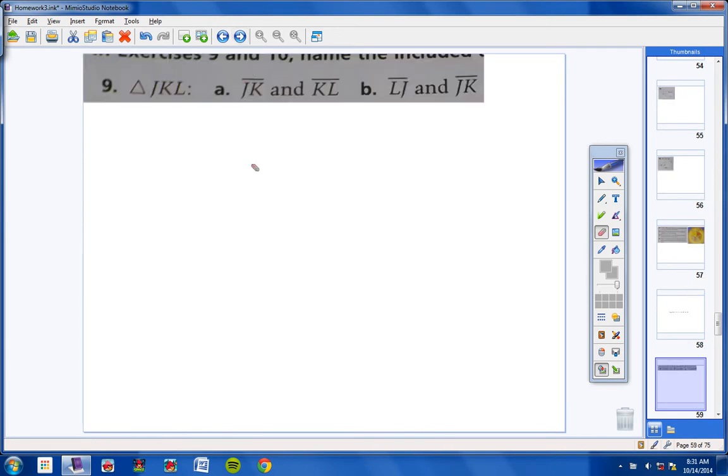Okay, number 9. The directions say to name the included angle of the triangle. Very quickly, we have triangle JKL, and they want to know what is the included angle of JK and KL. Well, the included angle would be angle K. All right, angle K would be your answer.